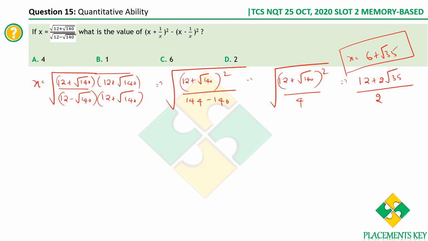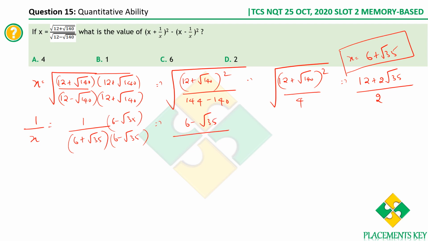We also have the 1 by x term, right? So let's also compute that. 1 by x is equal to 1 by 6 plus root 35. Multiply and divide by 6 minus root 35 to rationalize the denominator. In the numerator we have 6 minus root 35, and the denominator is 6 square minus root 35 square, that is 36 minus 35, that is 1. Therefore the 1 by x value is 6 minus root 35.